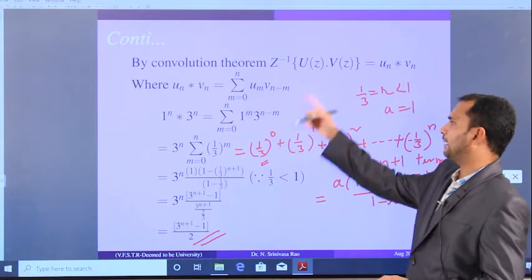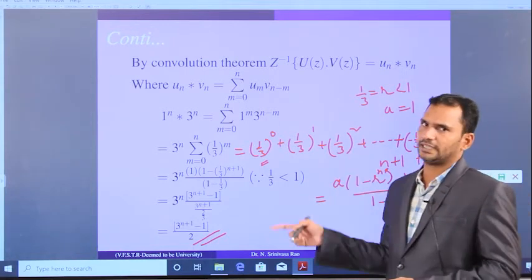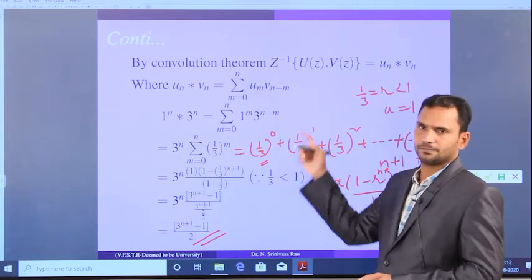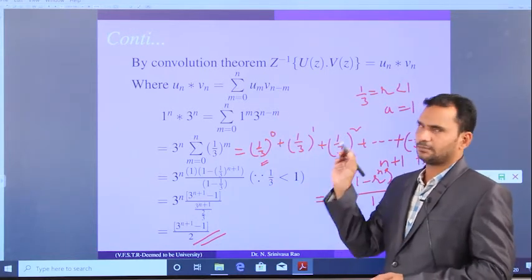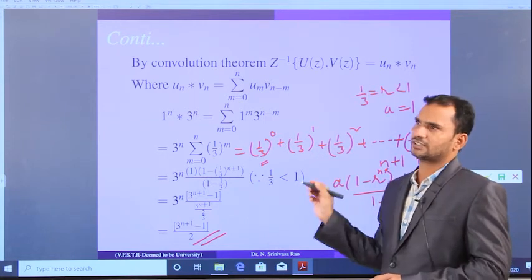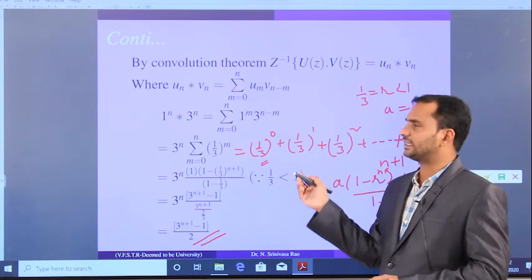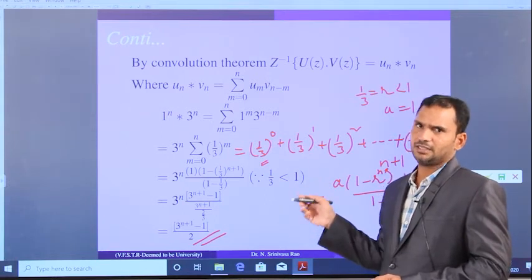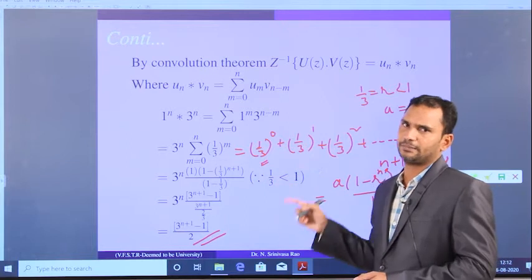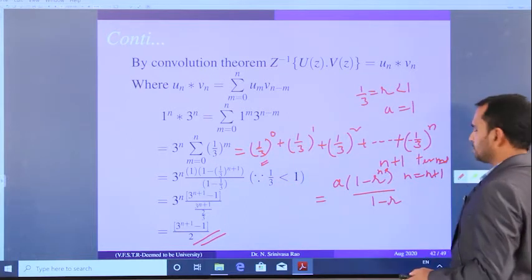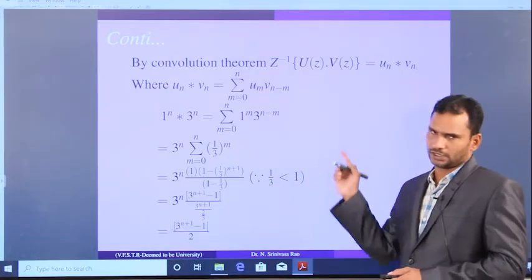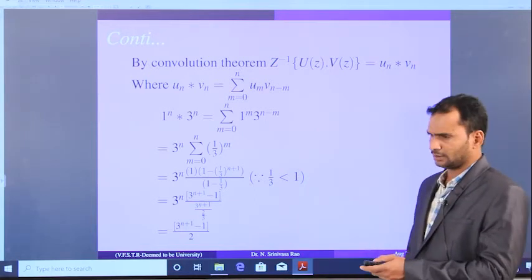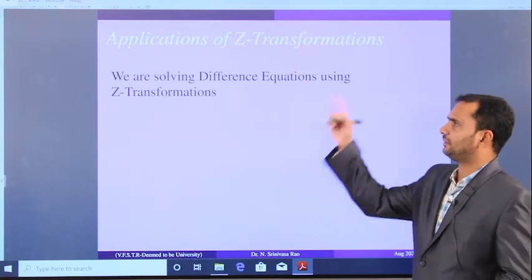So therefore, by convolution theorem, if you want to find the Z transformation, you should compulsorily apply this formula. Suppose, for example, they simply ask to find Z inverse of u of z. If they did not ask by convolution theorem, you can apply partial fractions. If they ask by convolution theorem, it is compulsory, so you should apply this convolution product and find the answer.